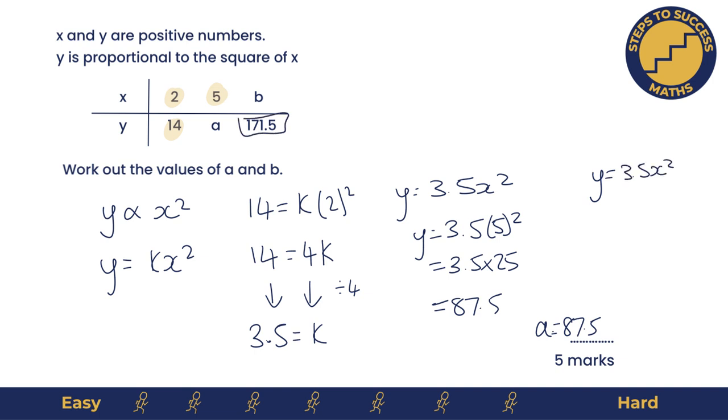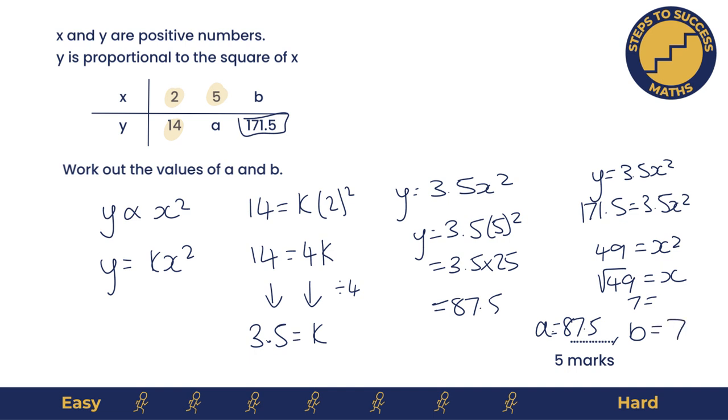We know y is 171.5, and that's equal to 3.5x squared. So if we divide by 3.5, we've got 49 is equal to x squared. And if we square root our answer, we get x is equal to 7. We don't have to include the negative 7 this time because it says in the question that they are positive numbers. So B is 7.